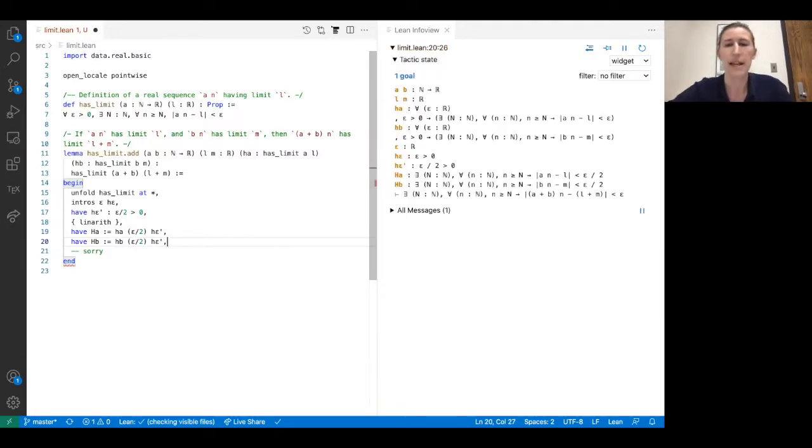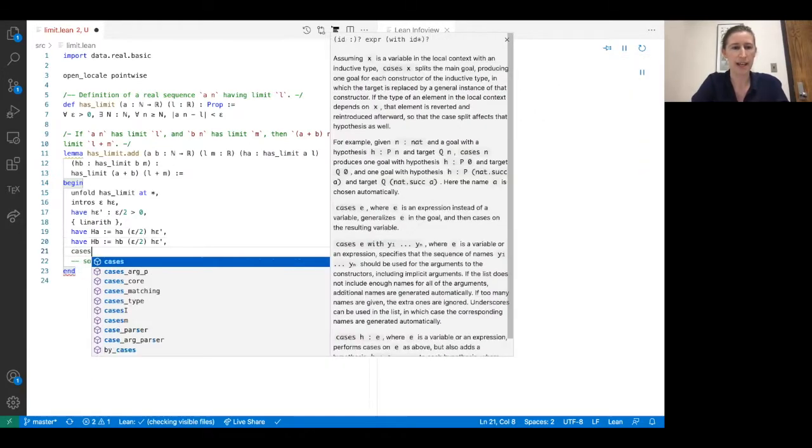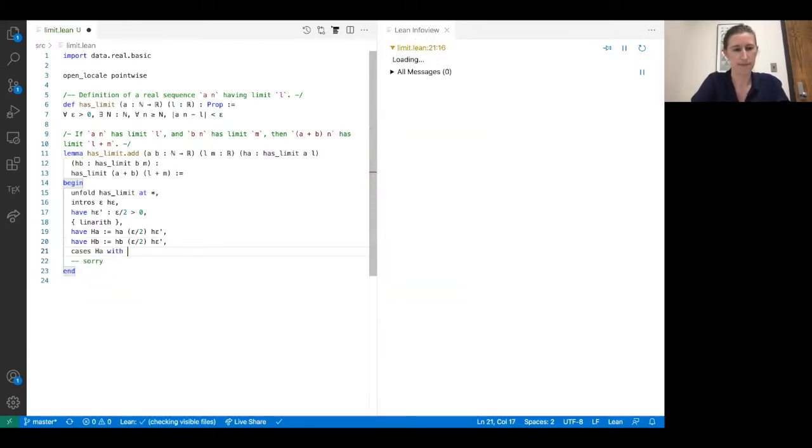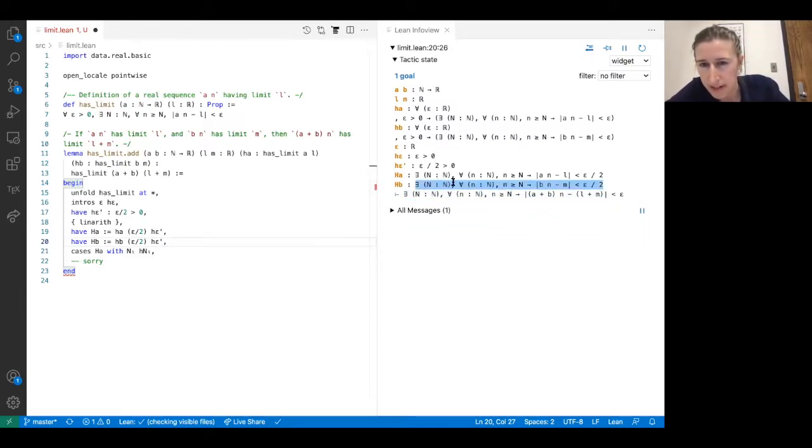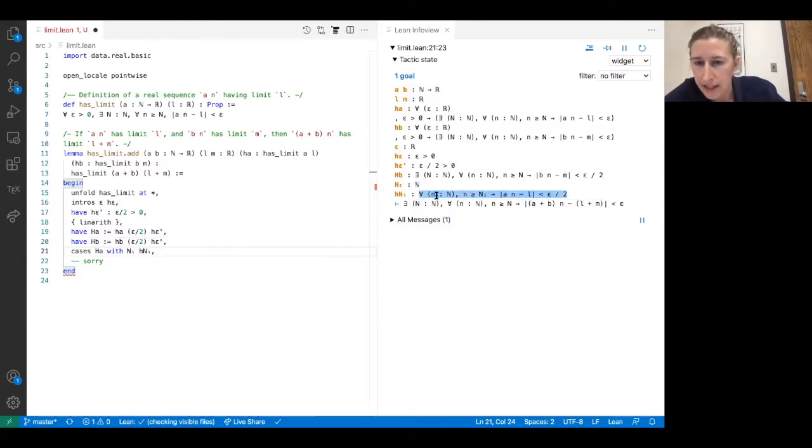And okay, now I probably want to extract the capital N associated to each of these 2 sequences, the point at which things start to work. So I'll use a tactic called cases. And this gives me, out of an existential, the existence of the capital N, that turns that into an actual variable N1 available in my goal state, and the hypothesis saying that past that, the sequence has the behavior I want.